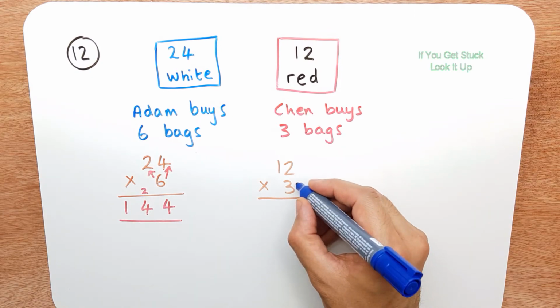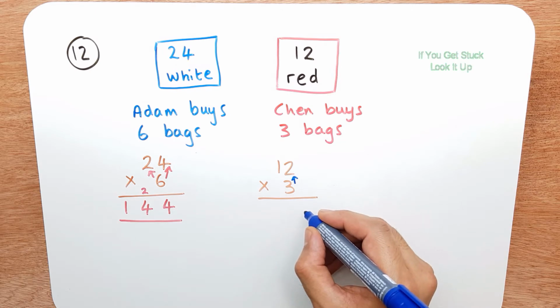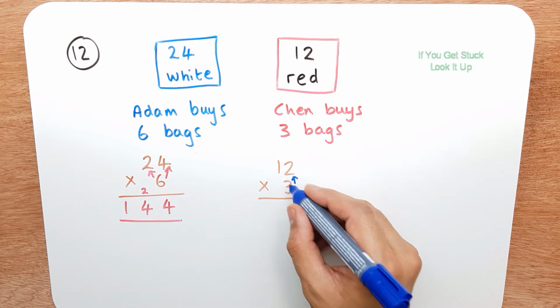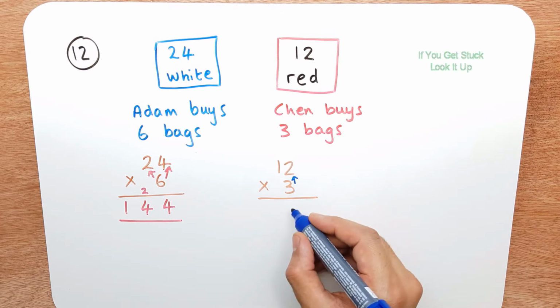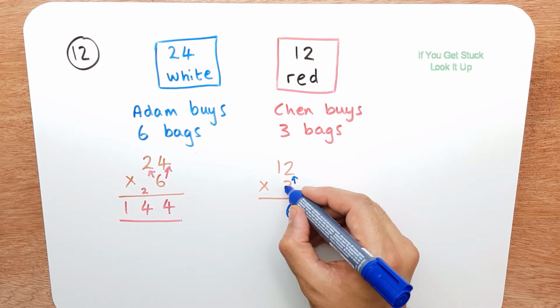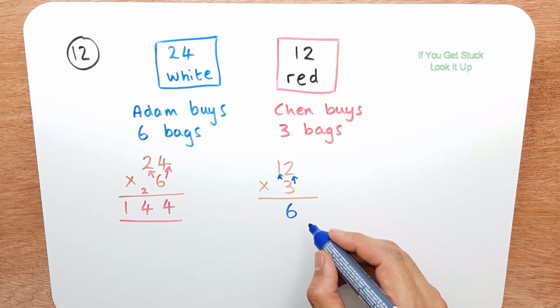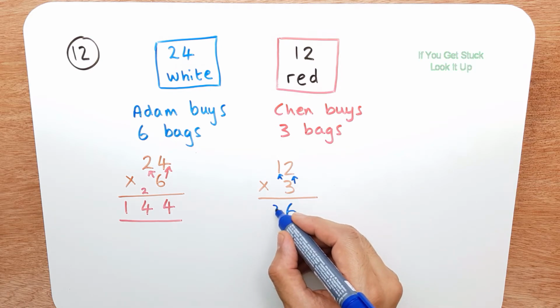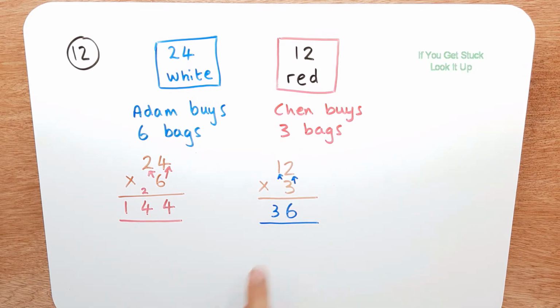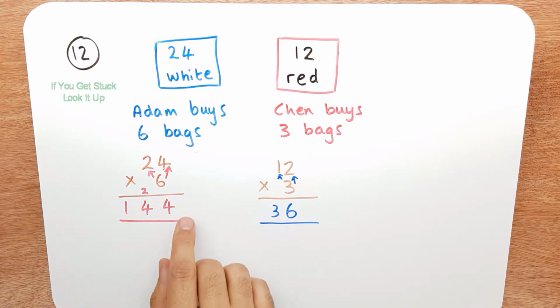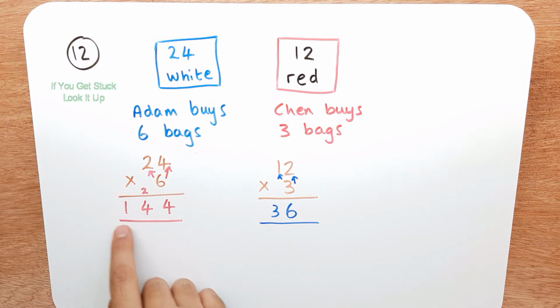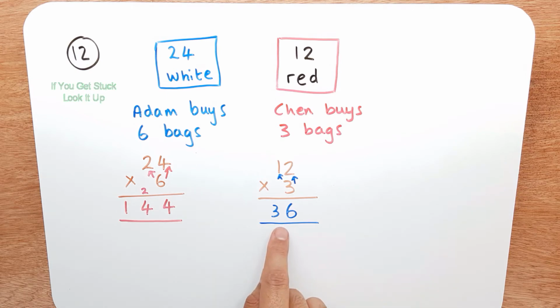As before, we do 3 times 2 and then 3 times 1. So let's do the first one. 3 times 2 is 6, and then 3 times 1 is 3. So Chen has got 36 balloons. Now what Adam says is that he has 4 times more balloons than Chen. Now to check this, we can divide 144 by 4 and see if the answer is 36.